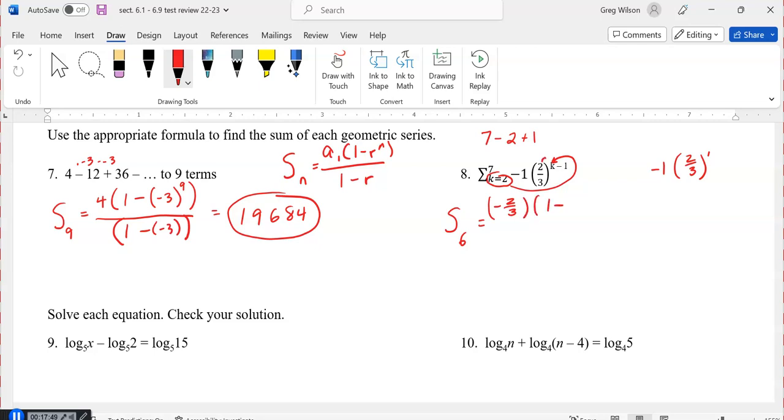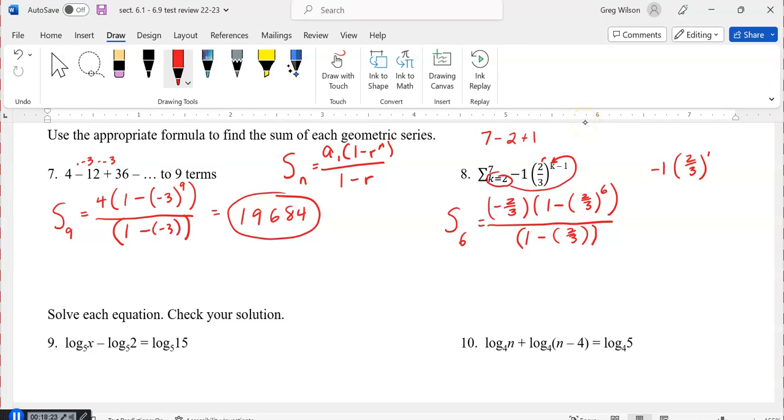R is this. It's always in sigma notation. It's whatever the base for the exponent is. So in this case, it's going to be 2/3. It's going to be raised to the 6th power. All right, so again, if you do all of this 1 minus 2/3 in your calculator, then you need parentheses just like I have it written on this paper.